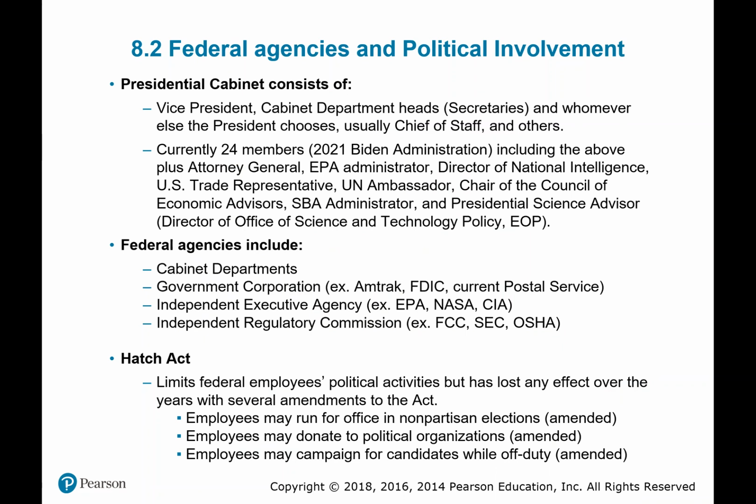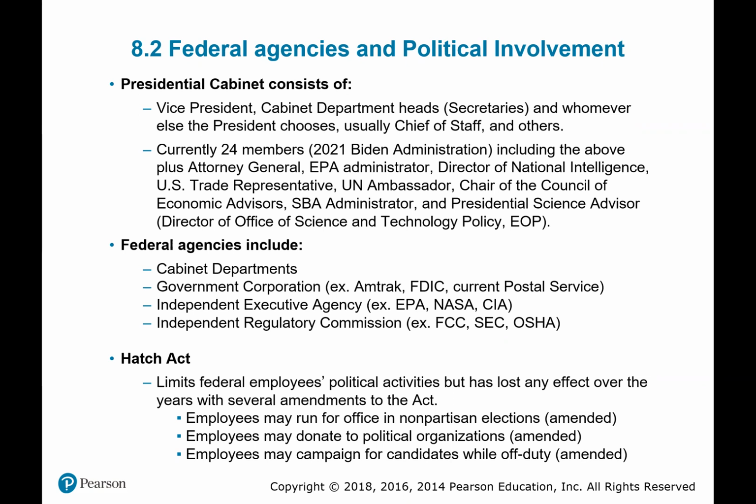So the presidential cabinet, as we discussed in the previous chapter, consists of the vice president, all the cabinet department heads, the secretaries and attorney general, and whomever the president chooses, usually the chief of staff and others. In the textbook, they talk about Trump's cabinet.